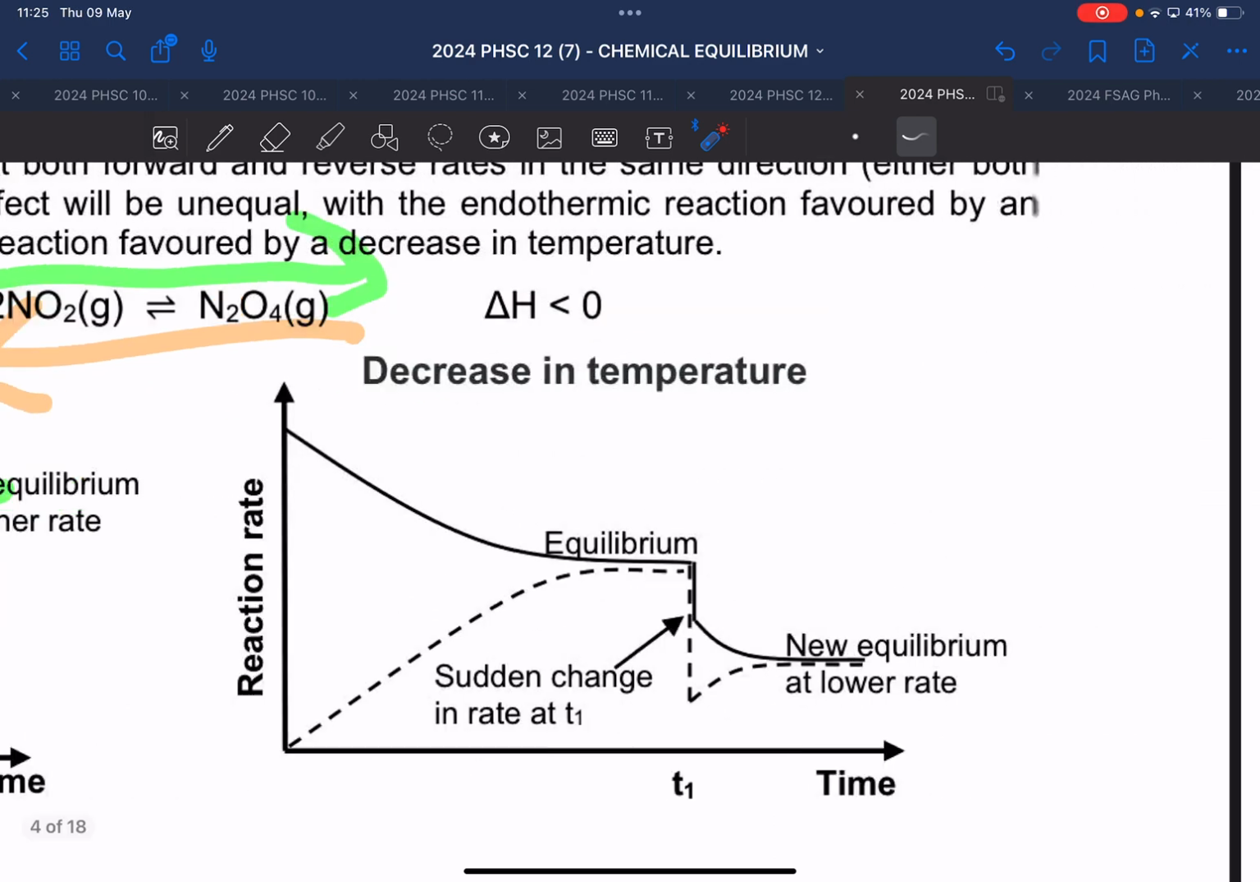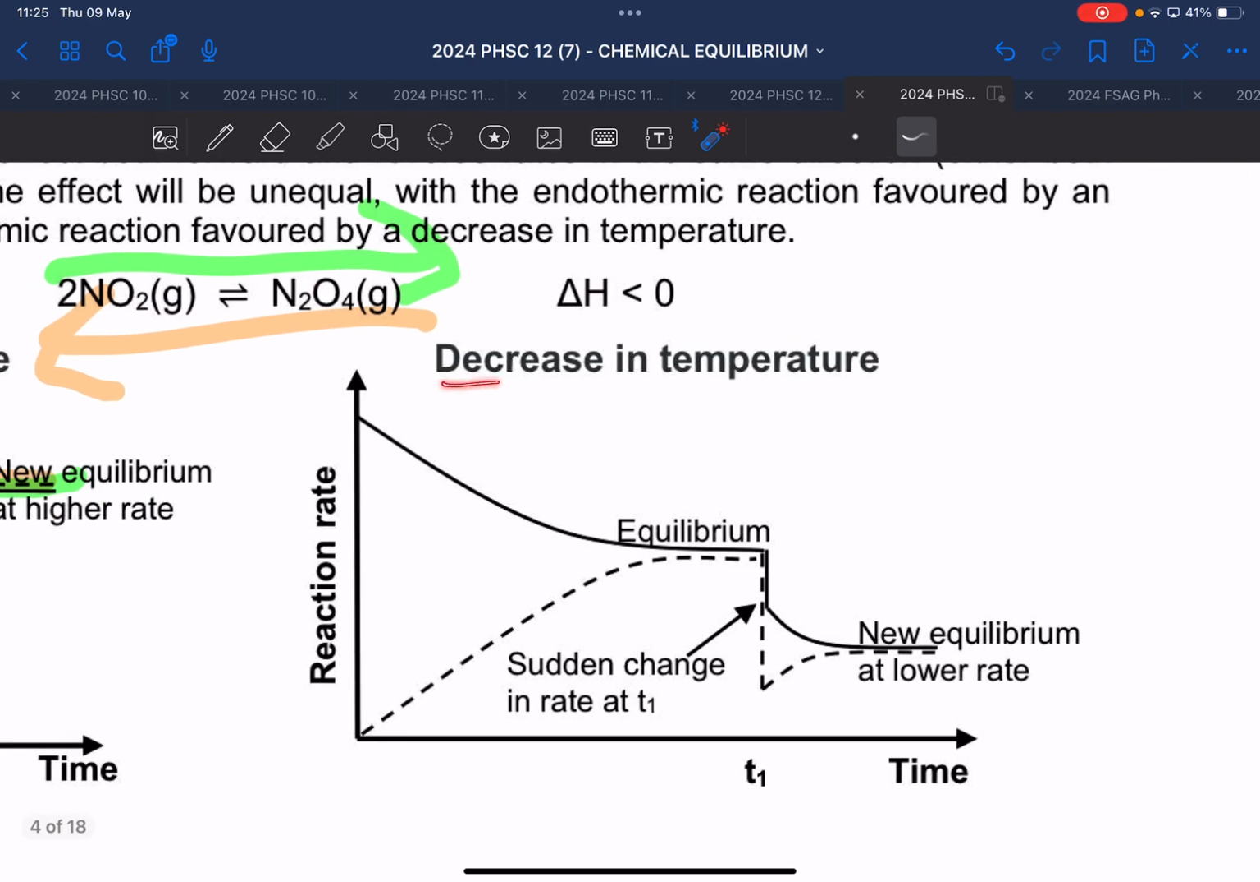So then we have our decrease in temperature. Yes, our exothermic will be favored, because we take heat away, so we want to put more heat in by favoring our exothermic reaction. And our exothermic reaction is our forward reaction, so it is our green reaction.